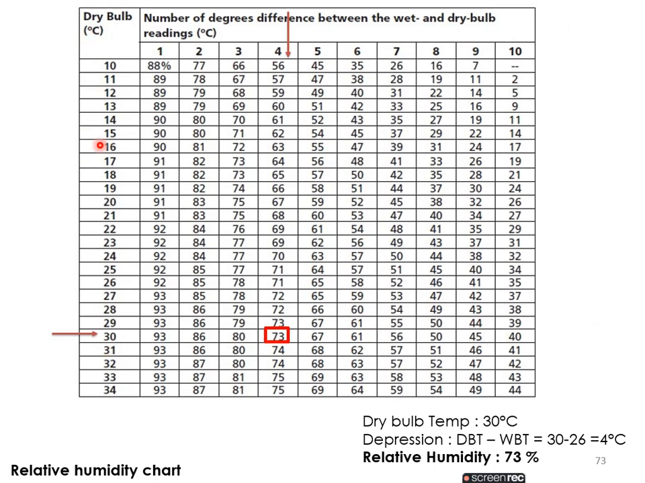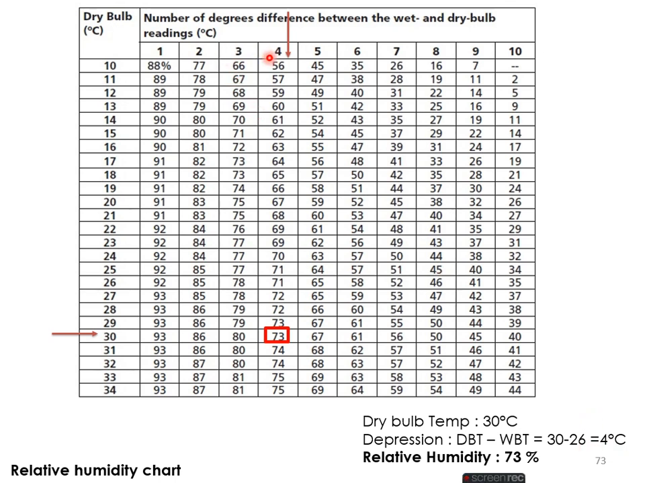Of course, on the left side you have the dry bulb temperature, which is almost 30 degrees to 34 degrees, and on the top is the number of degree differences between the wet and dry bulb readings. For example, as we have seen in the earlier charts, the dry bulb temperature is always higher and the wet bulb temperature is always lower. So if there is a dry bulb temperature of 30 and the wet bulb temperature is 26, the depression or the difference is going to be 4 degrees Celsius.